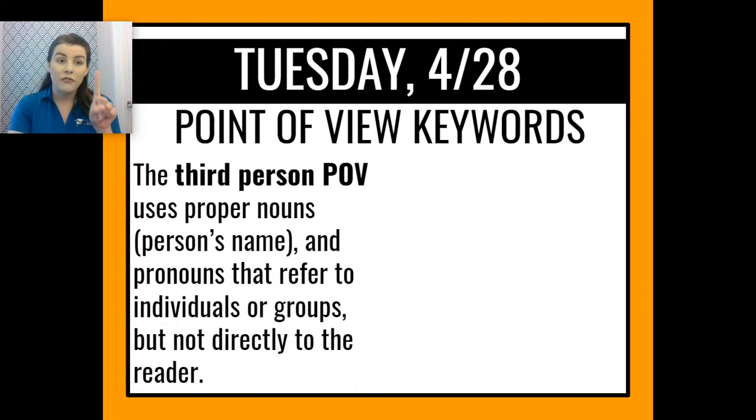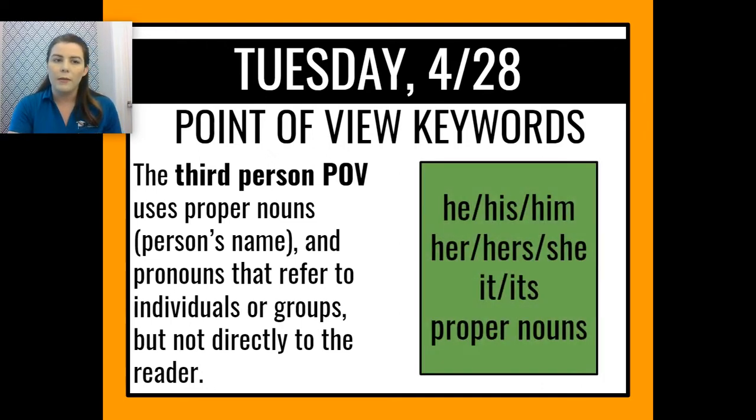Instead of talking about first person point of view, now we're going to be talking about third person point of view. So the third person point of view is when the narrator, remember the person who's telling the story, uses proper nouns like people's names and pronouns that refer to individual or groups, but not directly to the reader. So we're going to talk a little bit more about what this might look like.